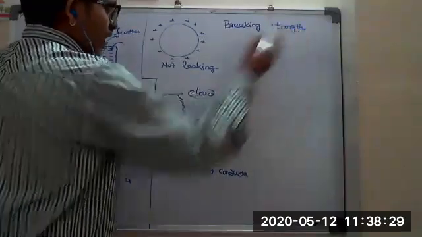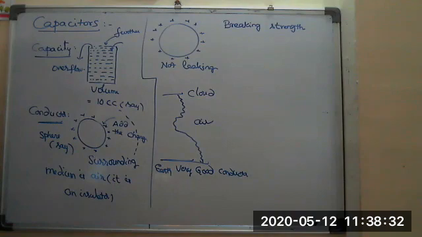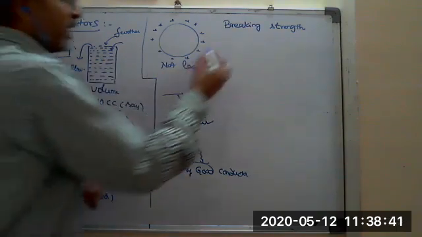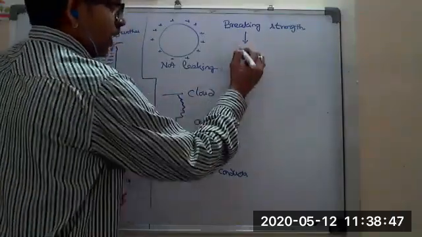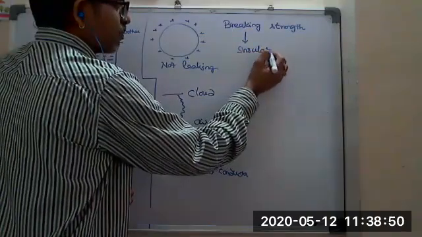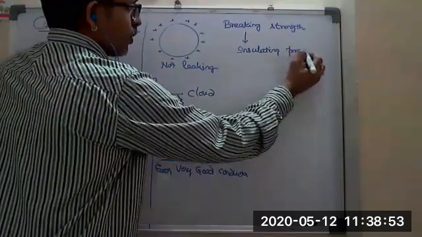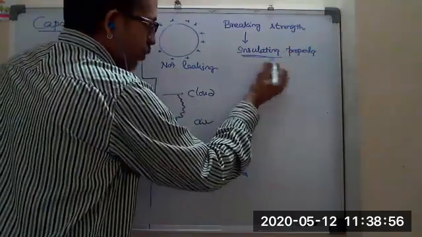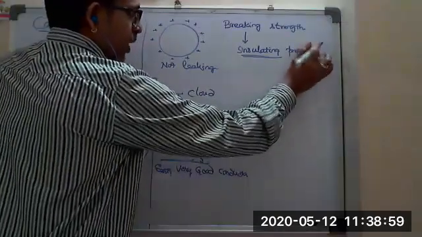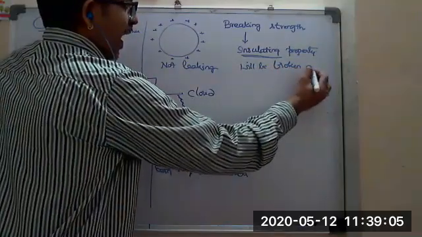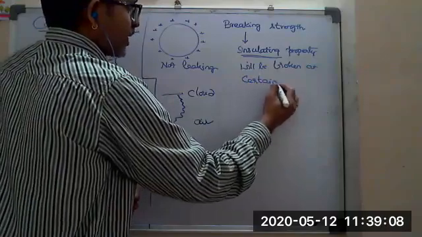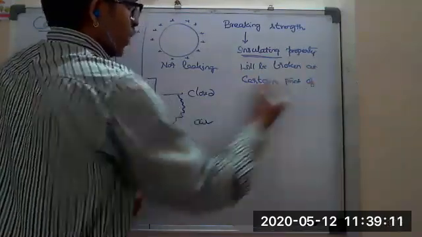Like the stick to break, it has some strength. You have to apply more than that strength, then only the stick will be broken. In the same way, here the conducting property of a medium will be broken. Sorry, not conducting, insulating property. Insulating property means not allowing the flow of charge. That insulating property will be broken at a certain point of charge.